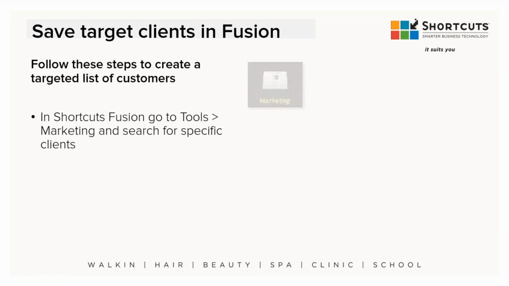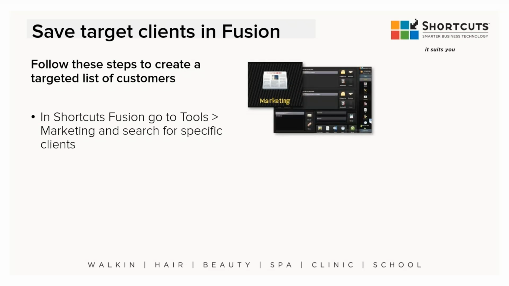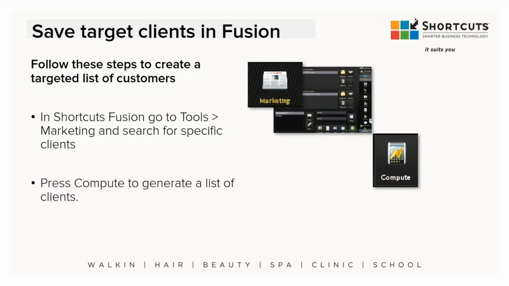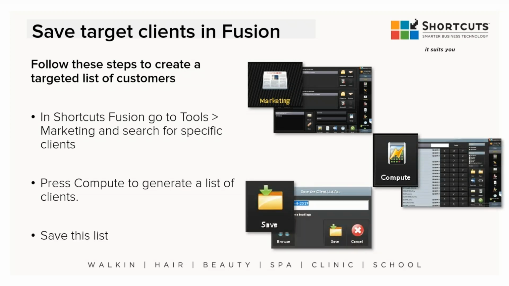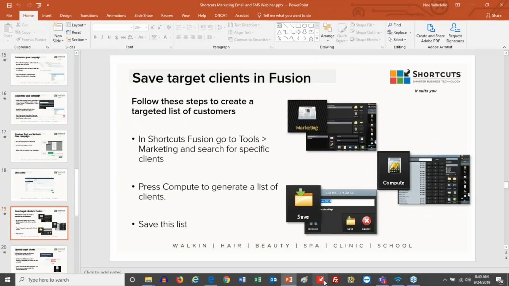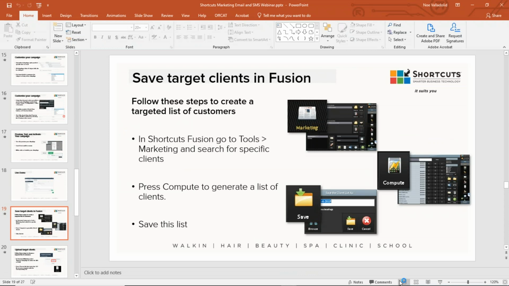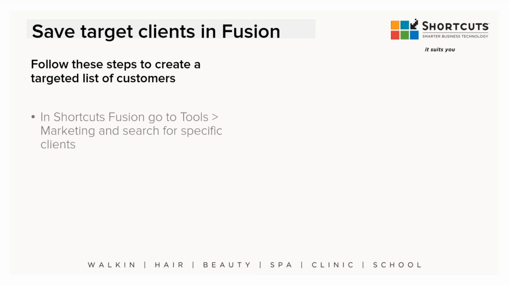So if you have a targeted list in Fusion, in your Shortcuts point of sale, the steps to do this are: you want to create a marketing list of certain clients or certain types of clients. So you want to go to marketing, that's a button under tools, and you're going to search for a specific type of client. And then you're going to press compute to generate that list of clients. And then you're going to save that list. So that list is going to be saved as a text list. And then once you have it, you can upload that into your email, your Shortcuts marketing.